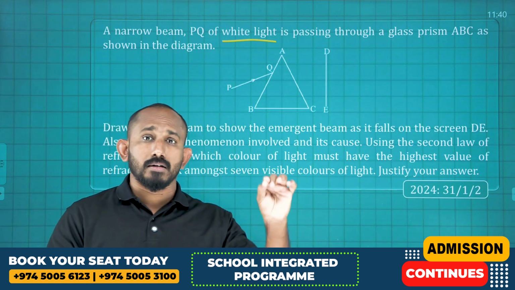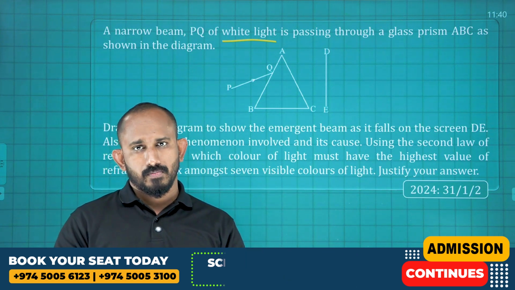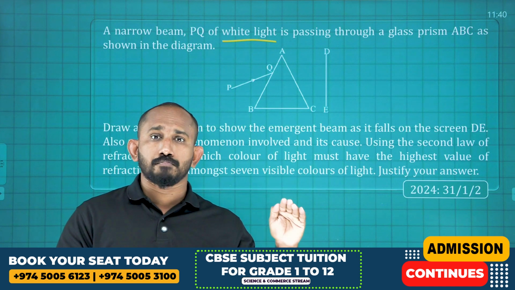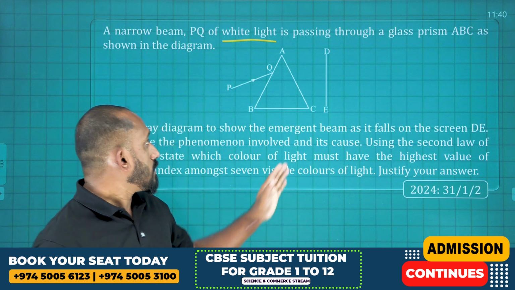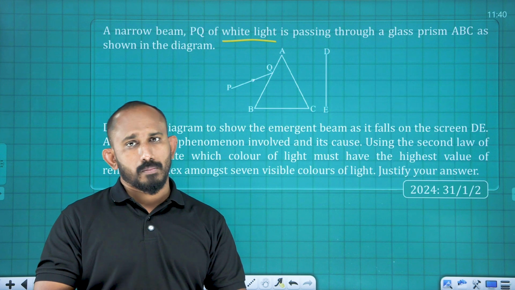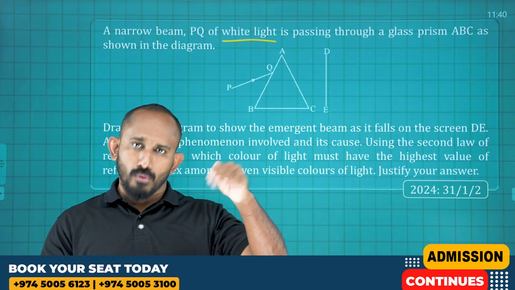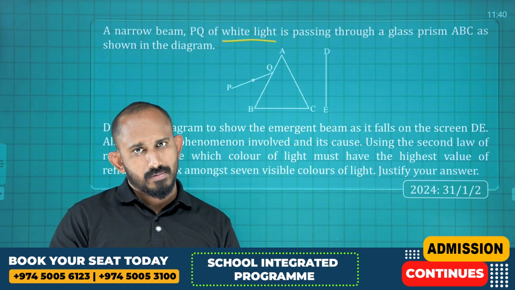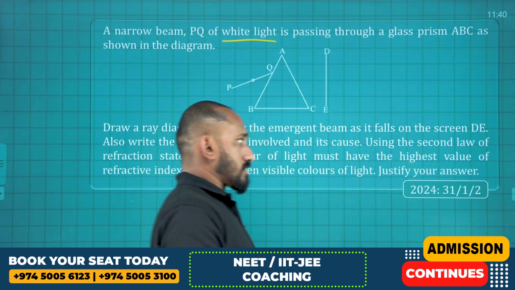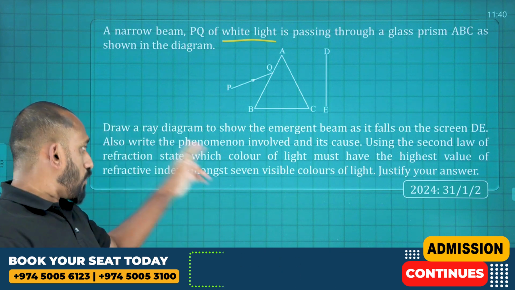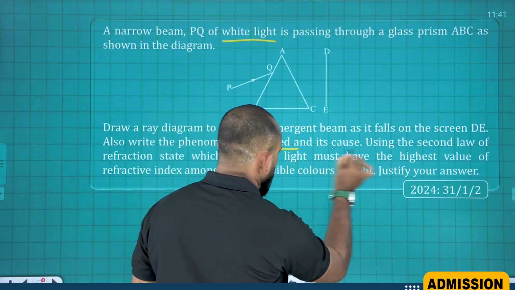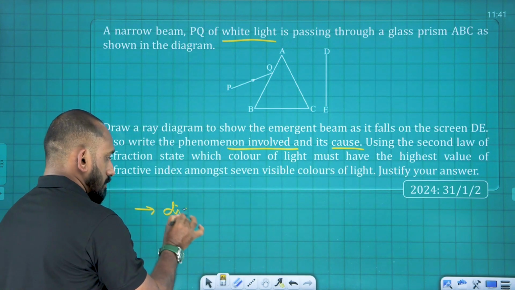If monochromatic light passes, only refraction happens. If polychromatic light passes, then refraction as well as dispersion also takes place. So when white light passes, on this screen D we get the spectrum of white light. While drawing the figure, violet is the most deviated and red is the least deviated. So the question: draw a ray diagram to show the emergent beam as it falls on the screen D. Also write the phenomenon involved and its cause. So what is the phenomenon? That is dispersion.